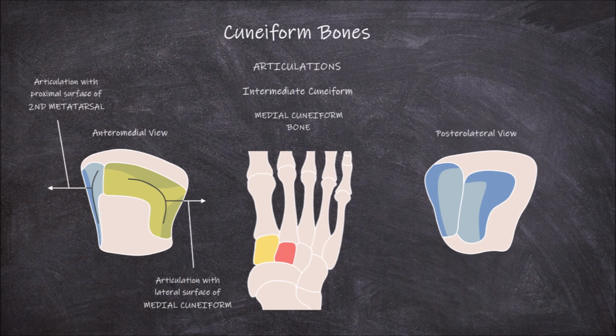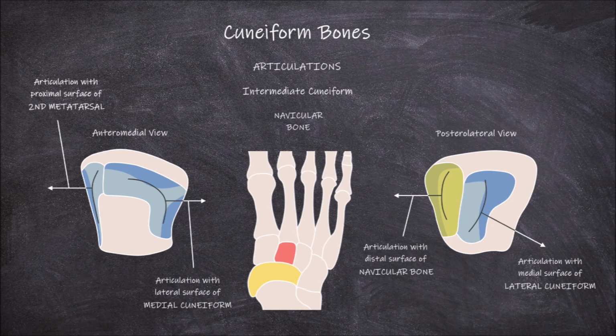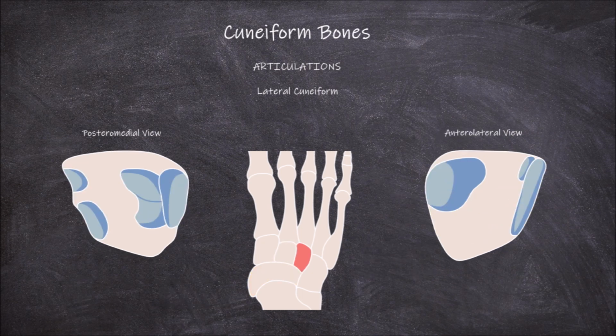The third articulation is with the lateral cuneiform bone. A facet on the lateral surface of this bone articulates with the facet on the medial surface of the lateral cuneiform. The fourth and final articulation is with the navicular bone. A facet on the posterior surface of this bone articulates with the intermediate facet on the distal surface of the navicular bone. Now for the articulations of the lateral cuneiform bone.